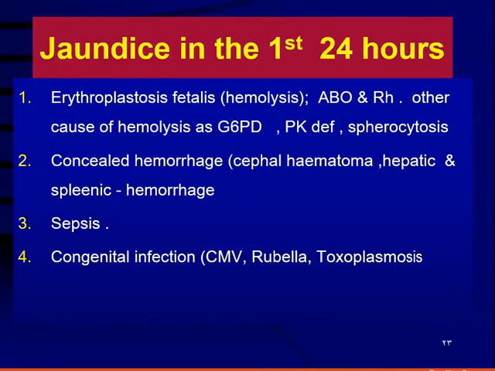Now, what are the causes of jaundice in the first 24 hours? First of all, we have hemolysis or erythroblastosis fetalis, and the most common is ABO incompatibility. Then we have Rh incompatibility, and other causes of hemolysis such as G6PD deficiency, spherocytosis, and so on. Then we have concealed hemorrhage like cephalhematoma, hepatic or splenic hemorrhage, or any hemorrhage. Sepsis, congenital infection like CMV, rubella, toxoplasmosis, and so on.